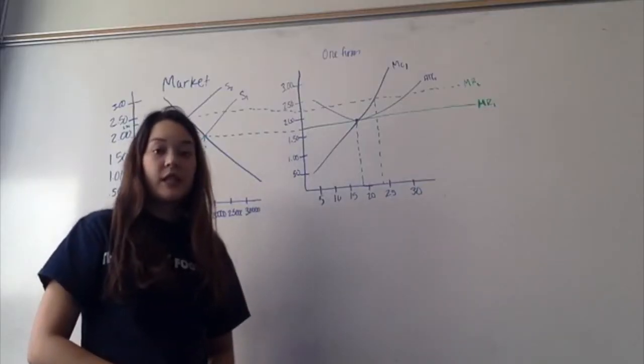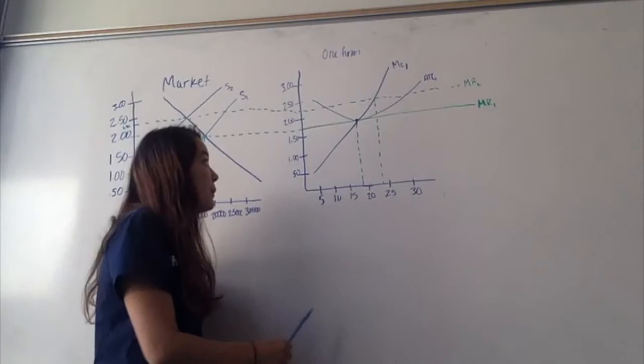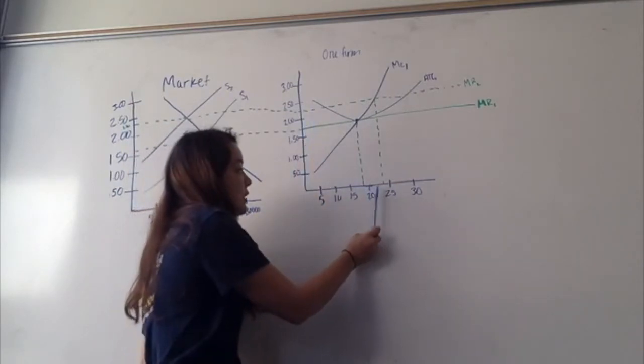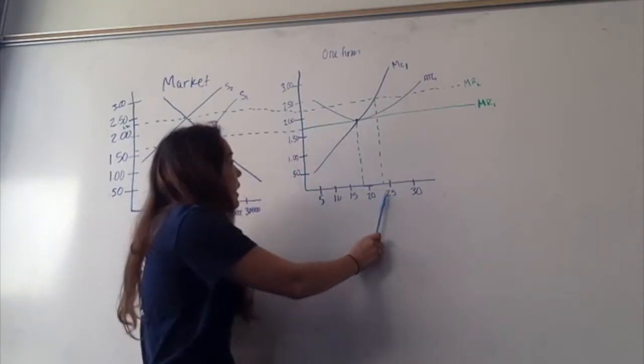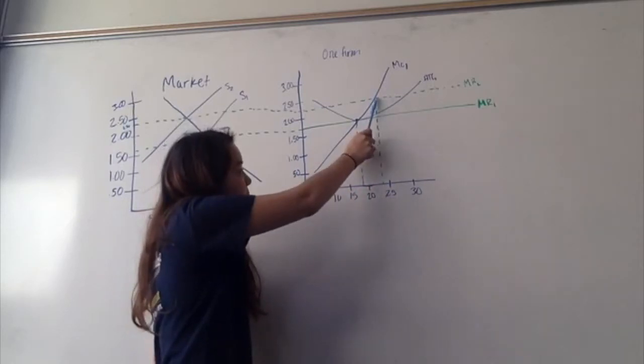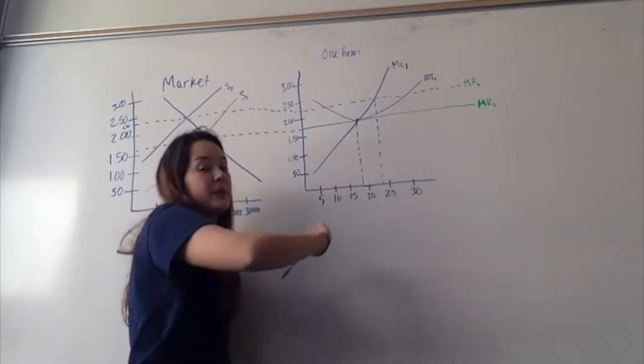The nature of the decision rule for this firm would be to increase their price and increase their quantity supplied in order to reach the point of profit maximization.